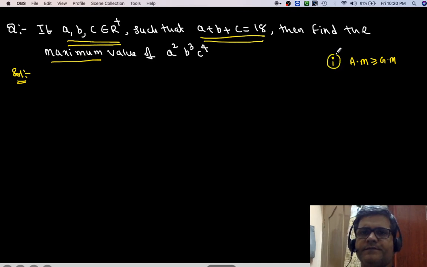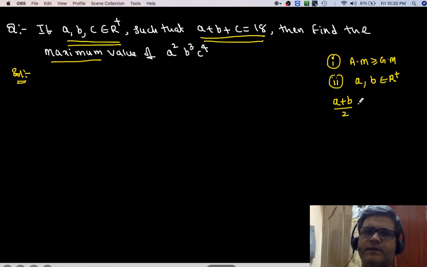Next, the second point is, suppose you take any two positive real numbers a, b. If you apply arithmetic mean is greater than or equal to geometric mean for these two quantities, the arithmetic mean is a plus b by 2 and the geometric mean is the square root of ab. So if the sum of two given quantities is constant, then we can find the maximum value of the product. Or if the product is given as constant, you can find the minimum value of the sum.